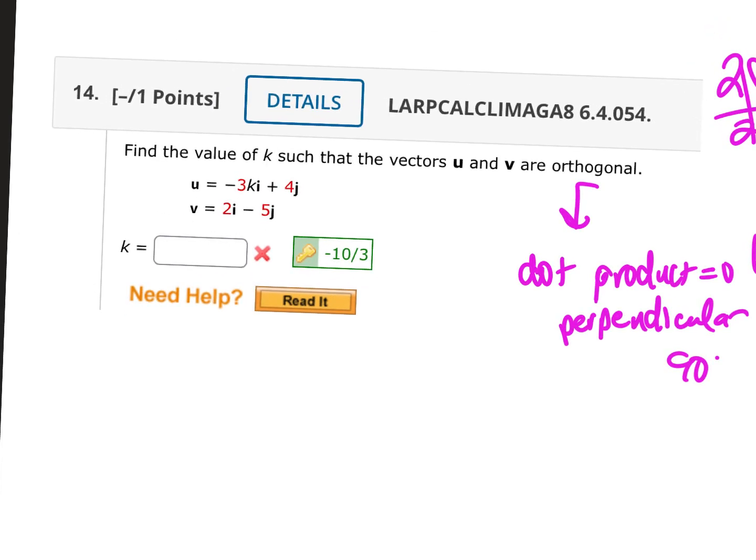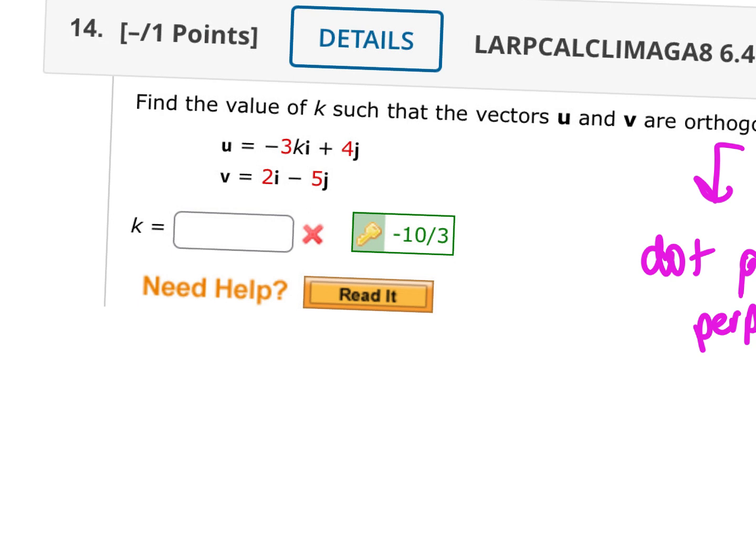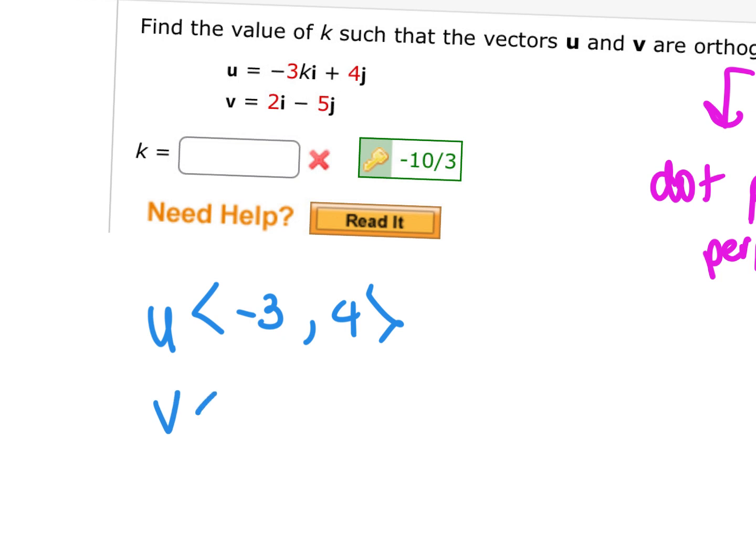All right, so if we're trying to see if these are orthogonal or not, or if we're trying to find out the value of k, first of all, let's write our two vectors. Vector u, how would you write it? -3k, 4. And then v, I'm going to write 2, -5. I'm going to put a k right here with the 3, because do you see this k right here? You're figuring out what value of k will make these orthogonal.